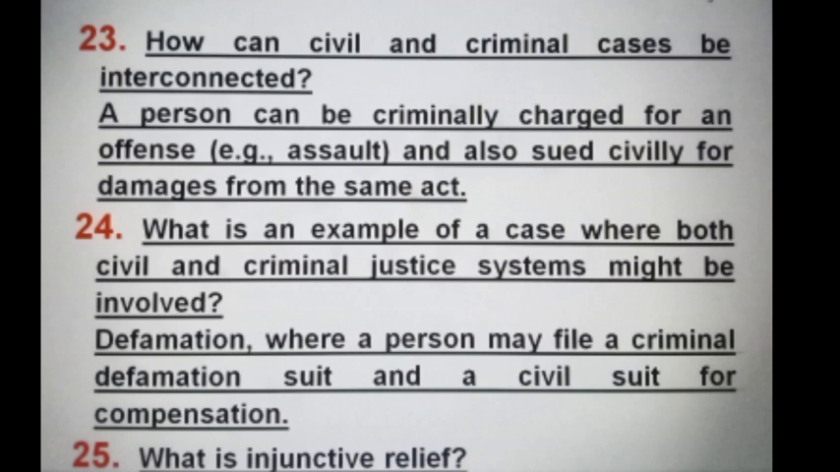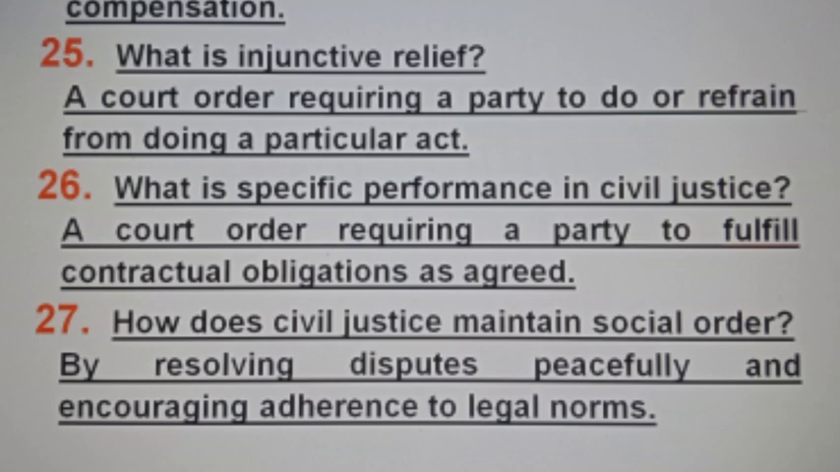What is an example of a case where both the civil and criminal justice systems might be involved? Defamation, where a person may file a criminal defamation suit and a civil suit for compensation. What is injunctive relief? A court order requiring a party to do or refrain from doing a particular act. What is specific performance in civil justice? A court order requiring a party to fulfill contractual obligations as agreed.